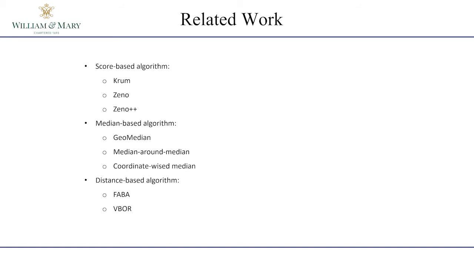Median-based algorithms such as geometric median, median around median, and coordinate-wise median aggregate the model by using the median instead of the average. Distance-based algorithms such as Krum use distance information to remove the outlier update information. However, all these methods share a common core idea that the honest update information is the majority, and the IID dataset condition makes them close to each other.